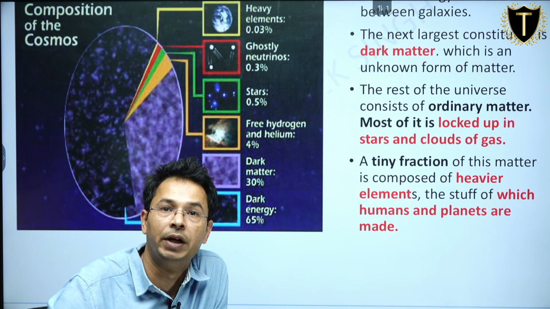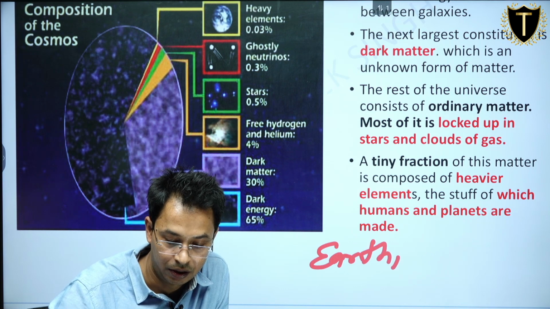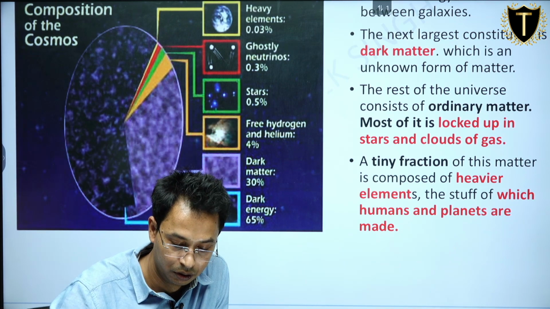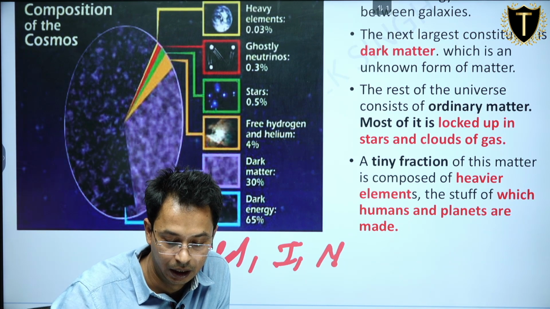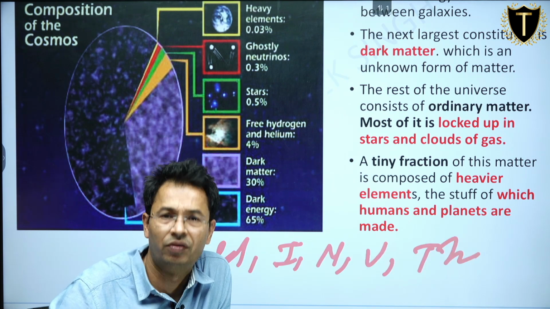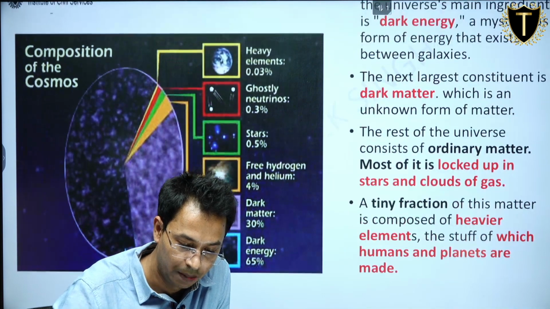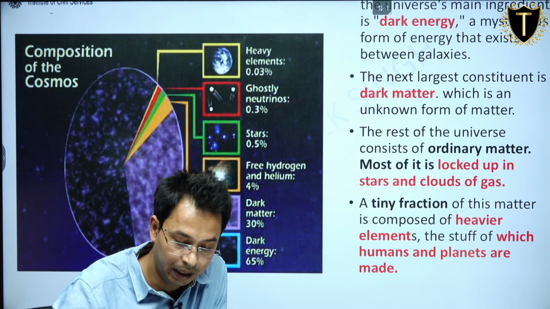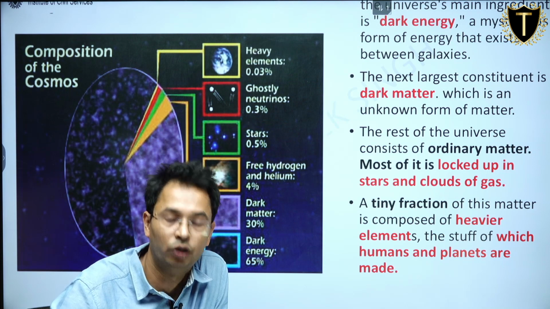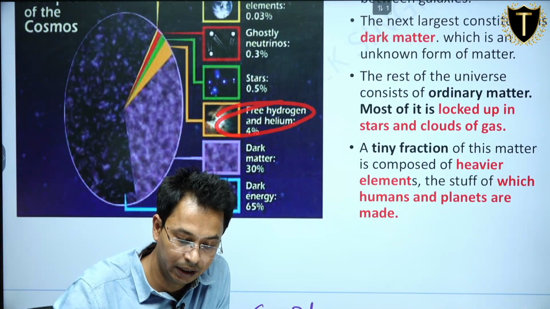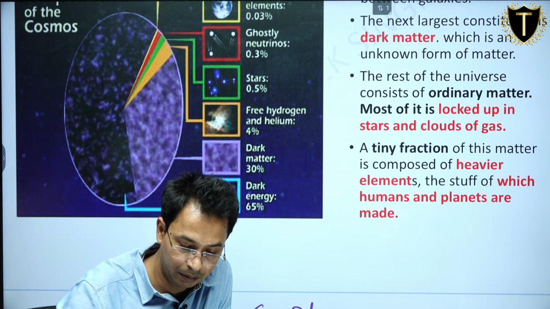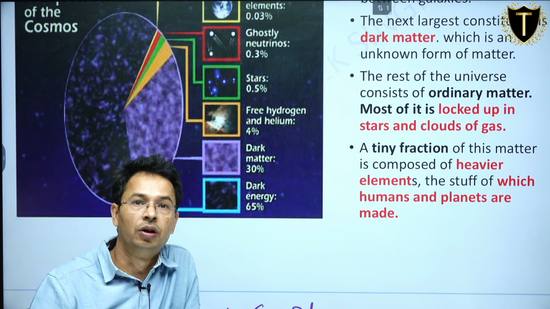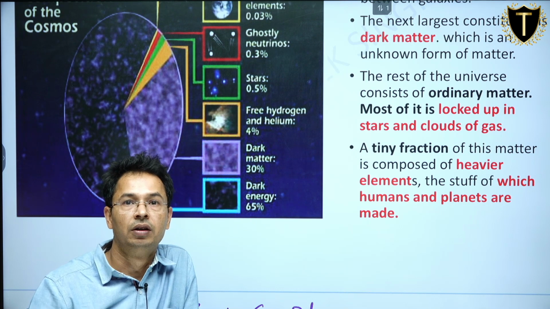These heavier elements make the Earth, asteroids, the planets. Okay, and what are these heavier elements? As I have told you, gold, iron, nickel, uranium, thorium, and these are very few in the universe. They are only 0.03% of the universe. Ghostly neutrinos are 0.3%, and in the stars, as I have told you, there is only 0.5% of the matter. Free hydrogen and helium is approximately 4%. Then dark matter is 25 to 30%, and dark energy is around 65 to 70%. So this was the complete composition of the universe.